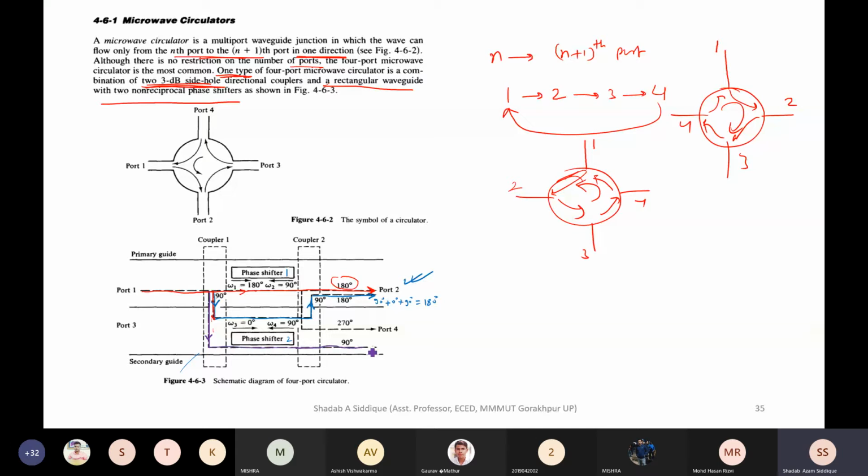Okay, and again we are not going to coupler 2, so this will become 90 degree plus 0 degree. So that will give you the 90 degree. So we are getting 90 degree, and this was coming from this point. So I'll take another pen. Yeah, so I'll take from this point.